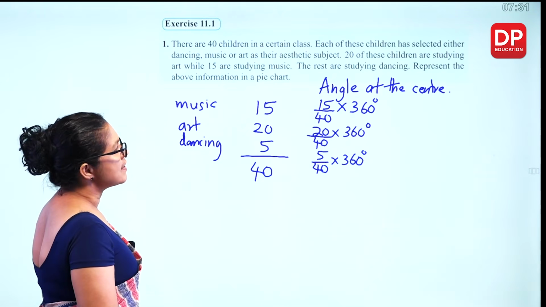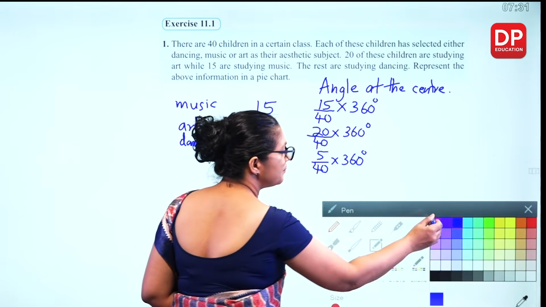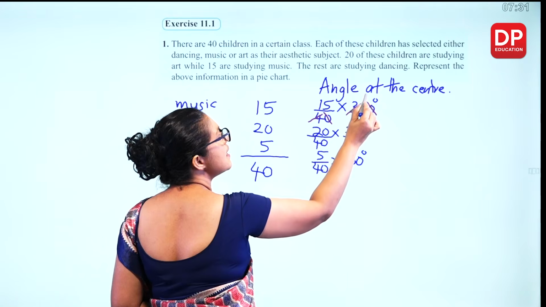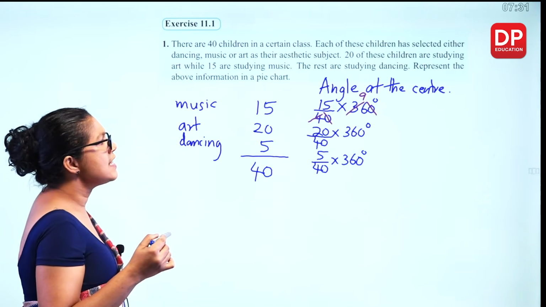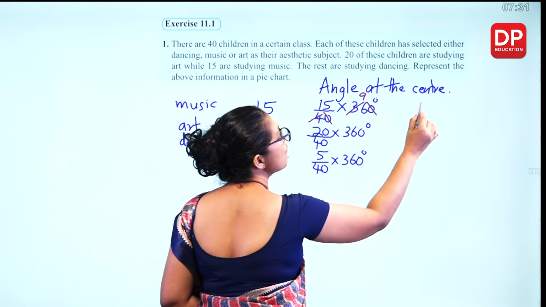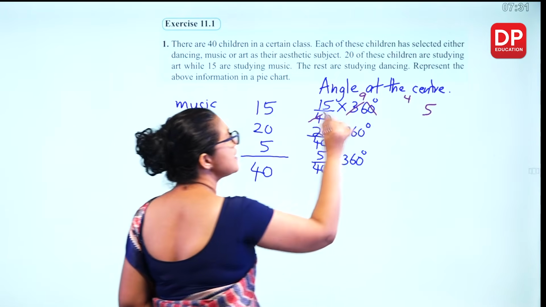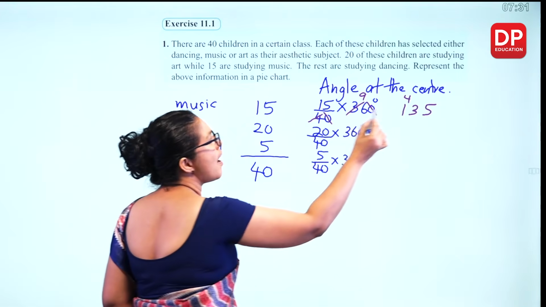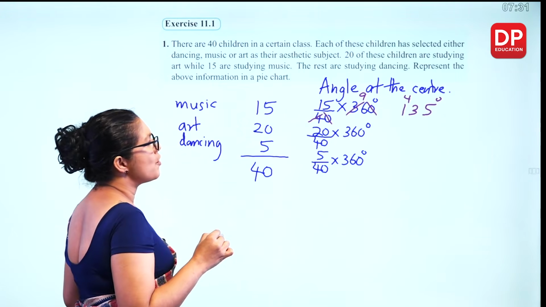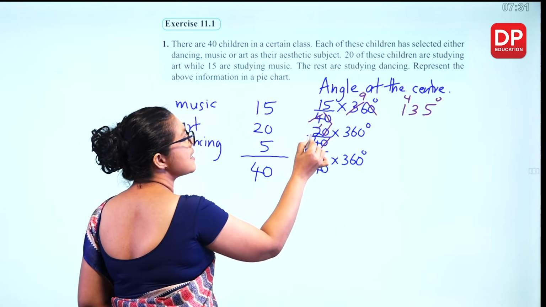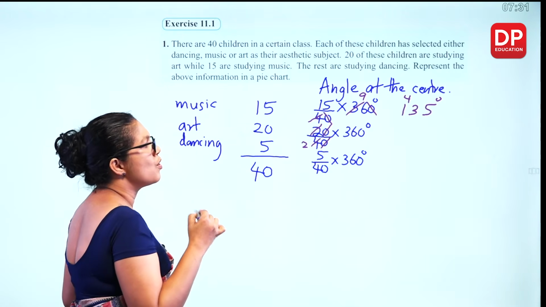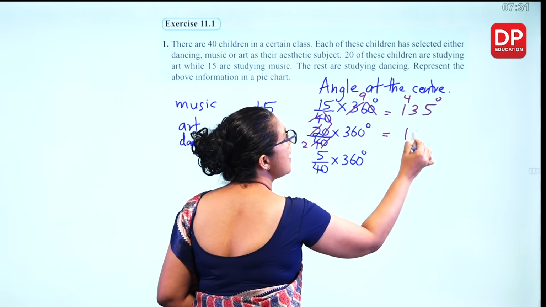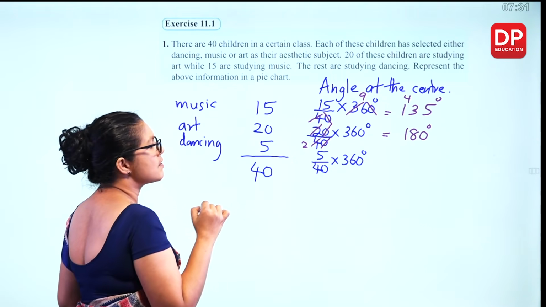So here, what's the value? We can simplify. So here, 0 gets cancelled out. 4 times 9, 36. So 15 times 9. 9 times 5, 45. 4 remaining. 9 times 1, 9. 9 plus 4, 13. So 135 degrees. What about this one? 0, 0 get cancelled out. 2 with this, you get 2. 360 divided by 2, you get 180 degrees.